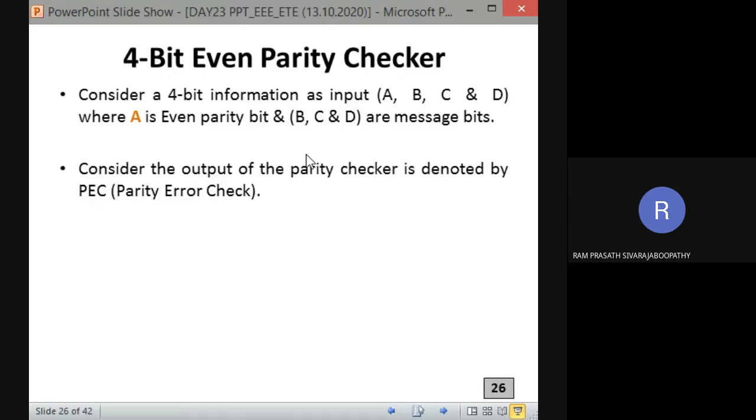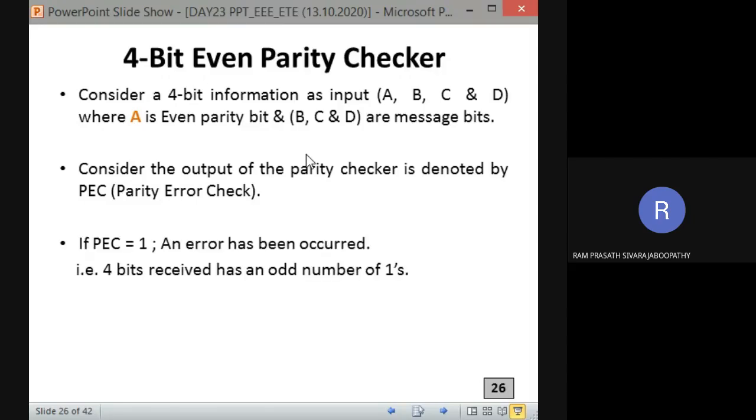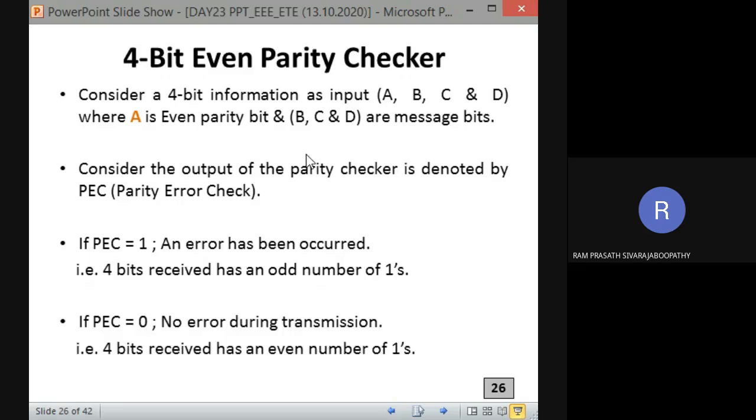Fine, consider the output of the parity checker is denoted by PEC. The variable name we are using is PEC, parity error check. What does it mean? When this output is high, it indicates an error occurred in the transmission. If PEC equals 1, an error has occurred; the 4 bits received may have an odd number of ones. If PEC equals 0, there is no error in the received data. Is it clear for all of you? Yes or no?